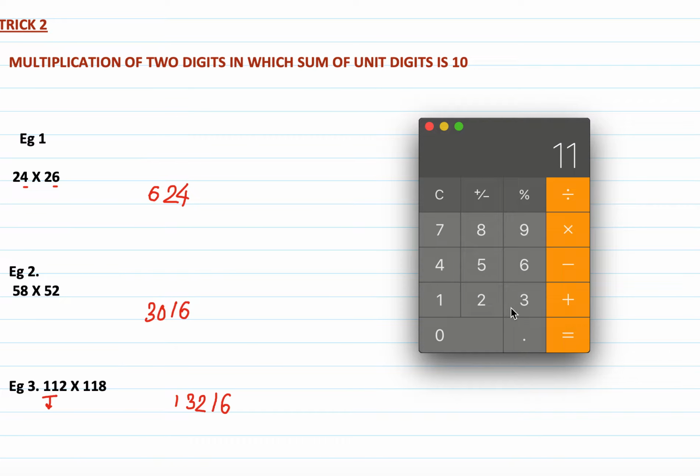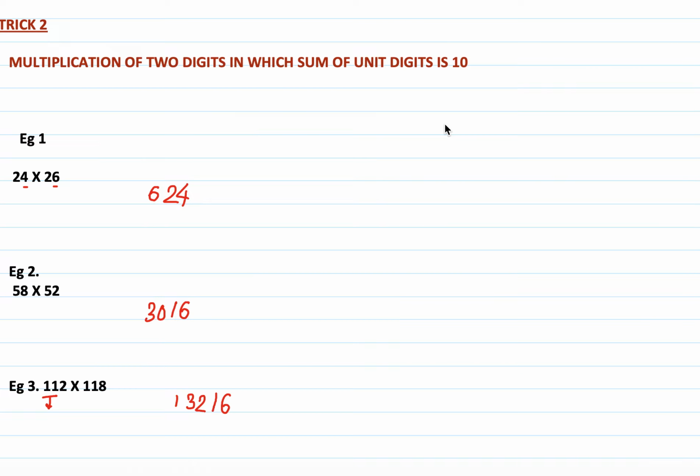Let's check our answer. 112 into 118, 13216. Correct answer. Now 58 into 52, 3016. Correct answer. 24 into 26. Let's check the answer. 624. It is correct, right? So this is also an easy trick. Practice it and you will learn it.